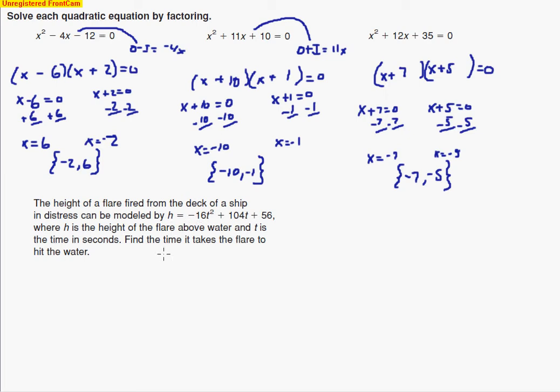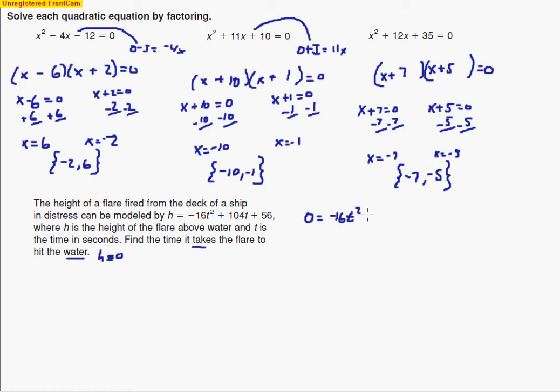Well, what they want to find out is the time it takes the flare to hit the water. Okay, time to hit the water. That means water is at h equals 0, a height of 0 feet. That's where it's going to end up landing. So that's what we're going to do here. We're going to take that 0, or h, and put 0 in place of it. Now, when I look at all these terms here, negative 16t squared.